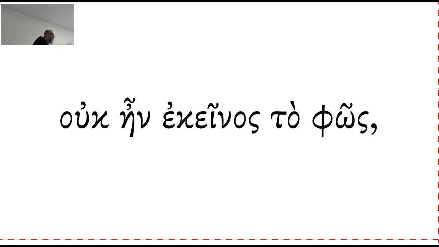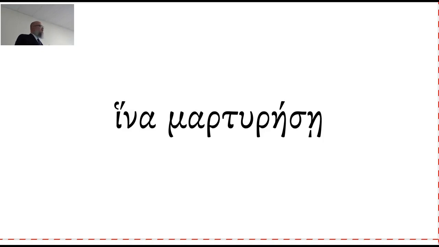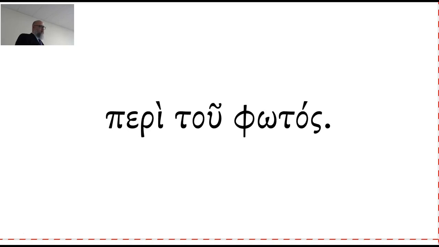Uk ein ekenos taphos. So houtos. Ekenos. What does houtos mean? This one, what would ekenos mean? That one. Uk ein ekenos taphos. That man was not the light. Allah. Accented would be on the last, but it's elided because of the next word. So what does this have to be? But in order that maturese, to testify, in order that he might testify to about the life.